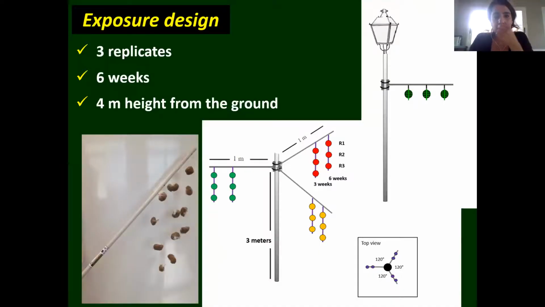How do we expose the moss? Generally, we put the moss bags at a height of 4 meters from the ground. We can use a wooden trellis, a lamppost, any type of support, depending on the site. Normally, we use 3 replicates in order to have at least 3 data points for each measuring point. And the standard period is, say, 6 weeks.